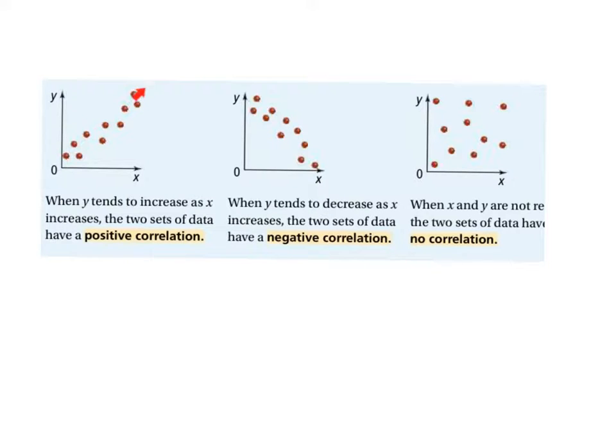Now I know this doesn't make a line, but we're going to create that line of fit. Negative correlation goes down from left to right. No correlation, just scattered all over the place. You can see them next to each other now. Maybe that'll make it a little clearer for you.